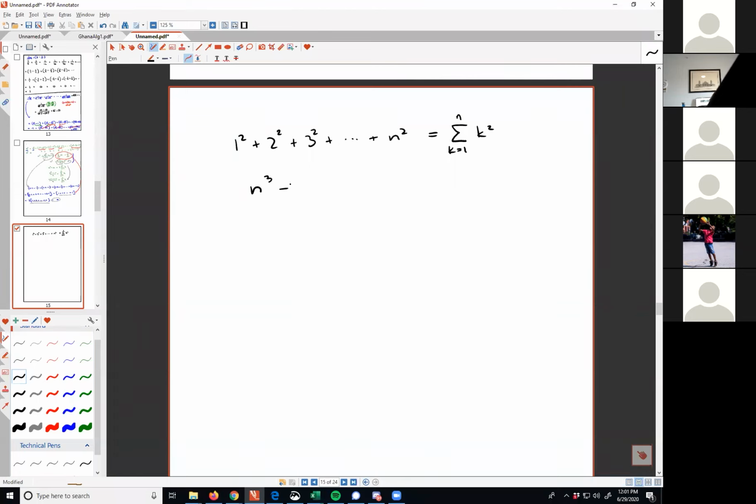n cubed minus n minus 1 cubed is equal to n cubed minus n cubed minus 3n squared plus 3n minus 1, which is 3n squared minus 3n plus 1, right? And this is like our difference equations earlier, except that we go up to 3 powers of n instead of 2. Okay, well, what does that do for us?